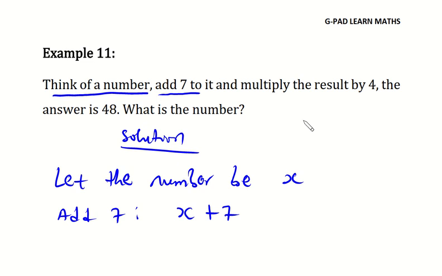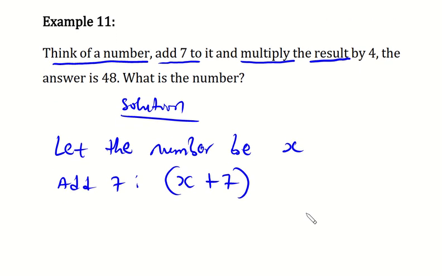And then multiply. What does it mean to multiply? It means to times, right? So multiply the result by 4. When we say result, this is the result actually. The result of adding 7 to the number you thought of is x plus 7. And then we're asked to multiply the result by 4. Please be very, very careful with this. So I'm going to multiply by 4. If you multiply by 4, see what you will get. That will be 4 times, or 4 bracket x plus 7.